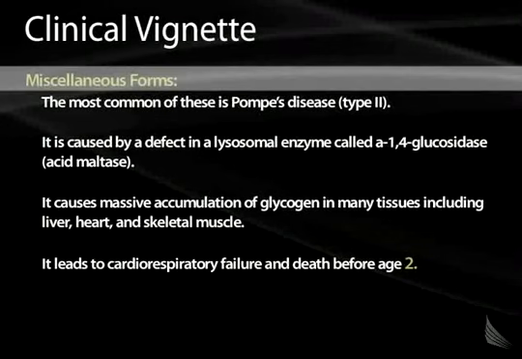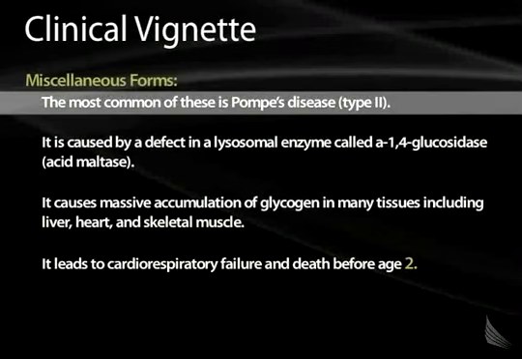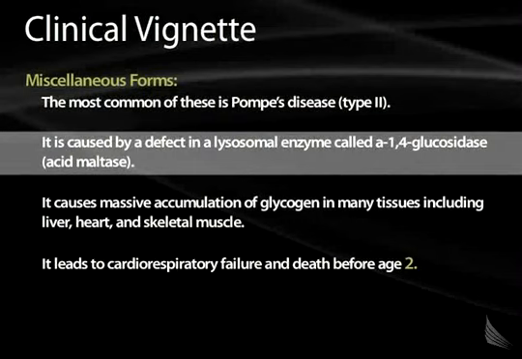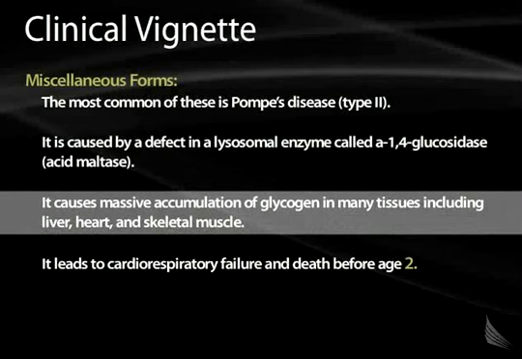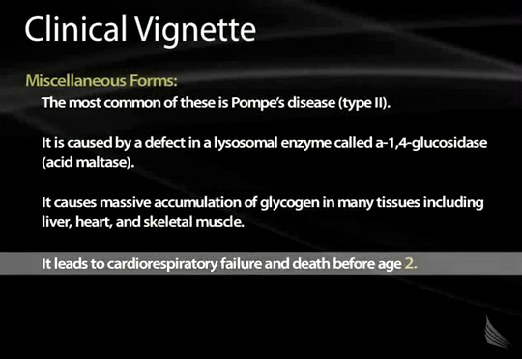The most common form in the miscellaneous category is Pompe's disease. This is type 2 disease. This is caused by a defect in a lysosomal enzyme called alpha-1,4-glucosidase, or acid maltase. In this particular disease, the cells are unable to break down glycogen in lysosomes. And this causes a massive accumulation of glycogen in many tissues, including the liver, the heart, and the skeletal muscle. And this leads to cardiorespiratory failure and death, usually before the age of 2.